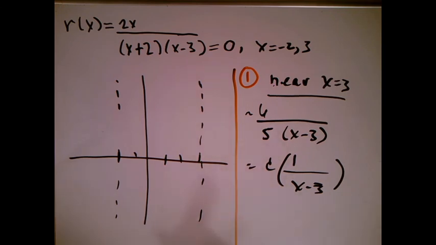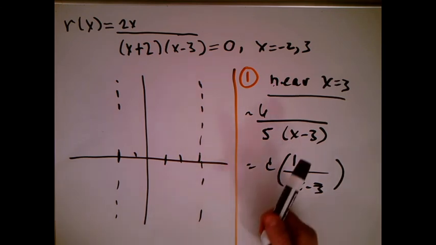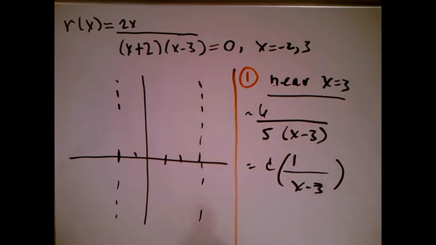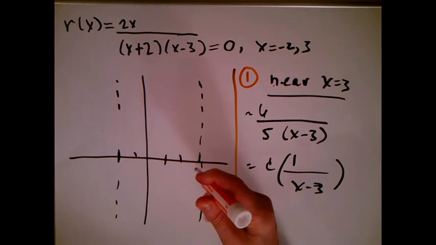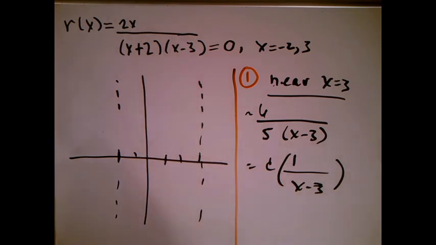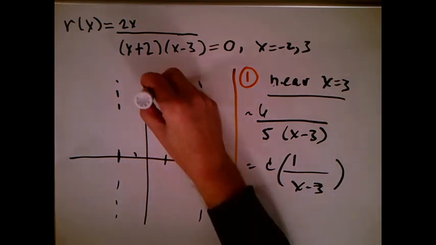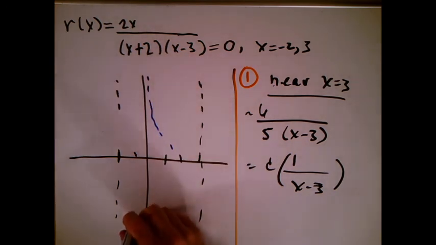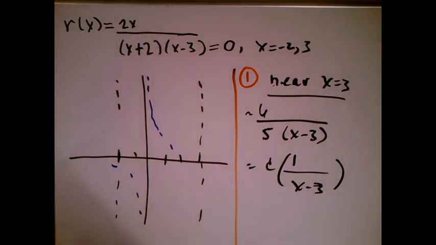Now, what does 1 over x minus 3 look like? It looks like the power function 1 over x moved to the right 3. Well, we know what the power function 1 over x looks like. Yes, let's do this in a different color. Hopefully my blue will work. Yes, 1 over x looks like this. We'll erase this in just a second. And what we're getting is that graph moved to the right 3.